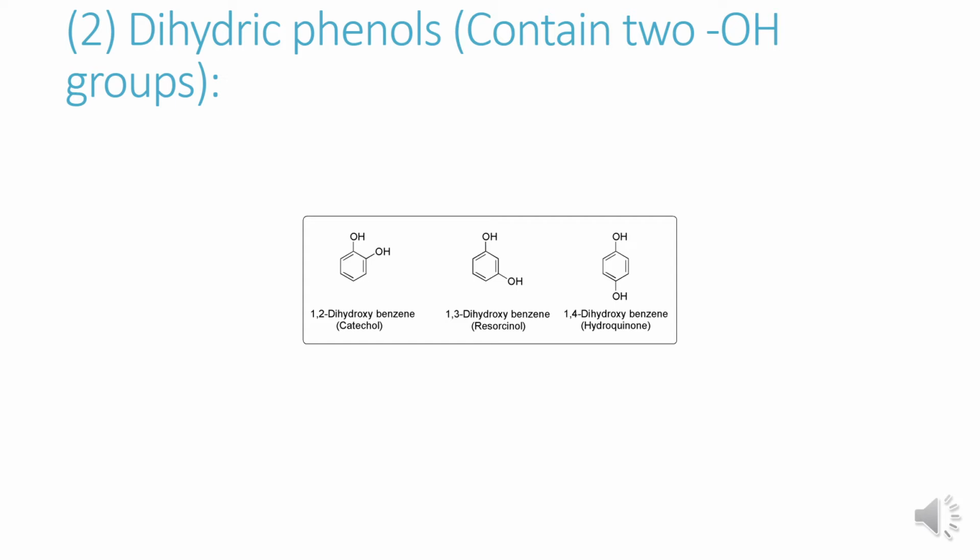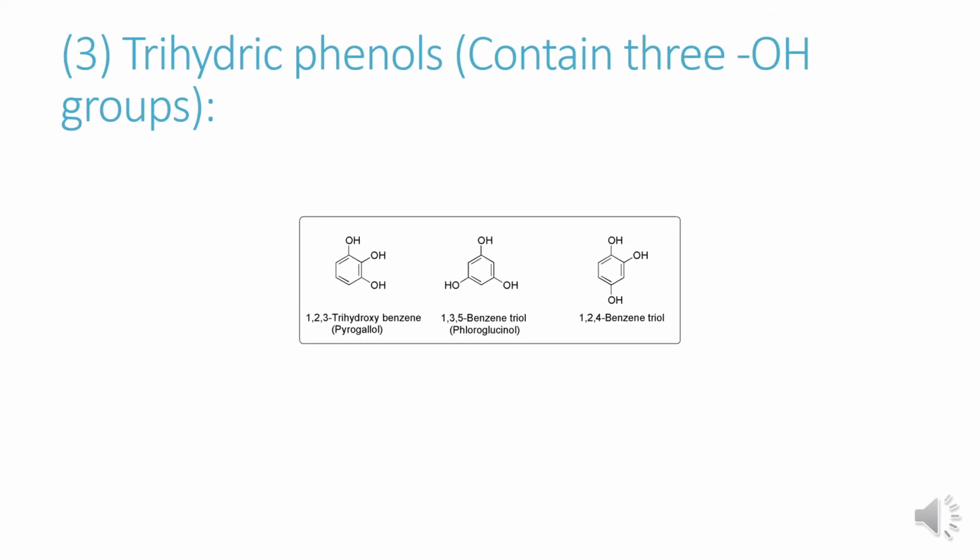The second category is dihydric phenols, in which two hydroxyl groups are present. 1,2-Dihydroxybenzene is catechol. 1,3-Dihydroxybenzene is resorcinol. 1,4-Dihydroxybenzene is hydroquinone, which are dihydric phenols. Two hydroxyl groups are present in that molecule, in the aromatic ring.